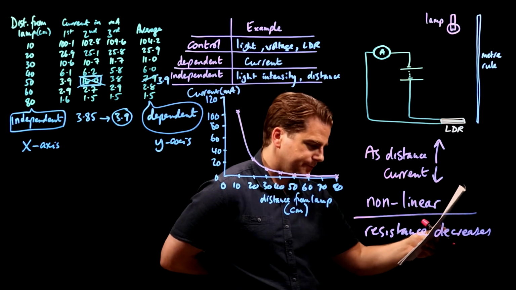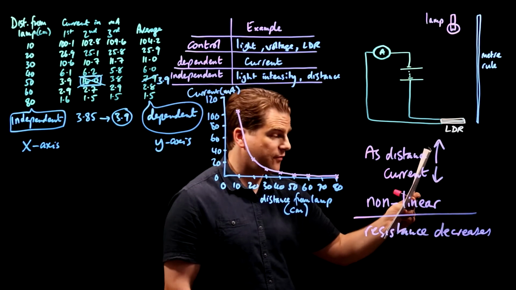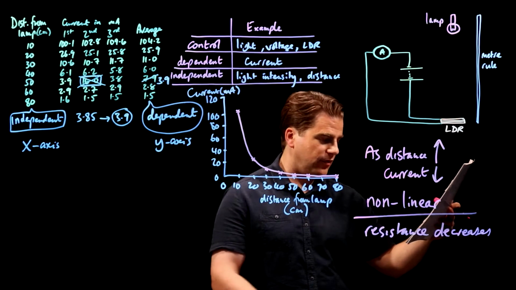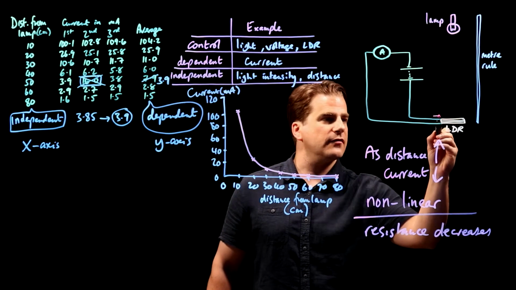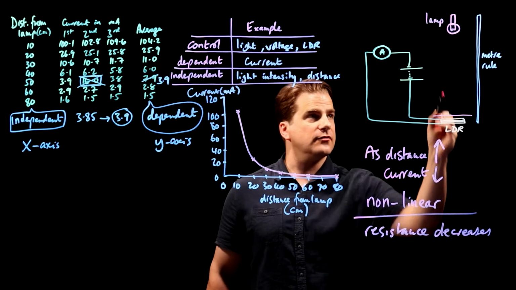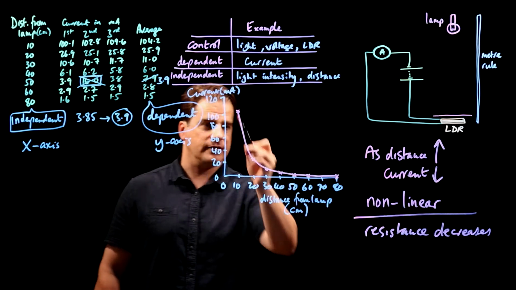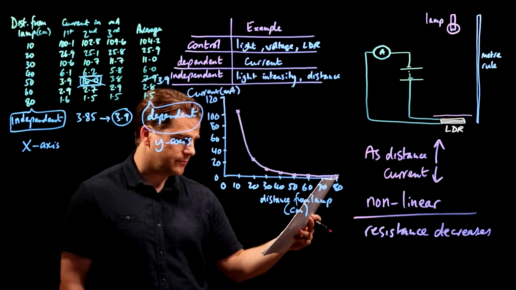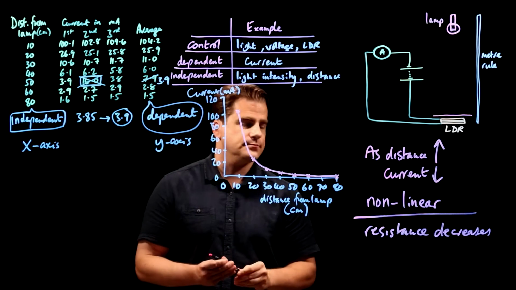So, final question. Explain how the curve of best fit would change if the LDR were covered with a thin sheet of tracing paper. Okay, so if the LDR had a thin sheet of tracing paper, what would happen to this graph? 2 marks. Okay.